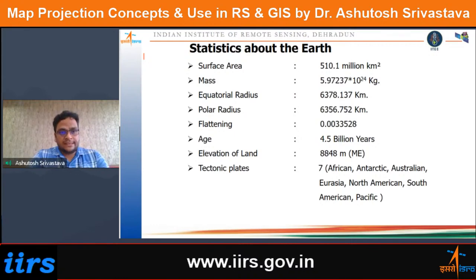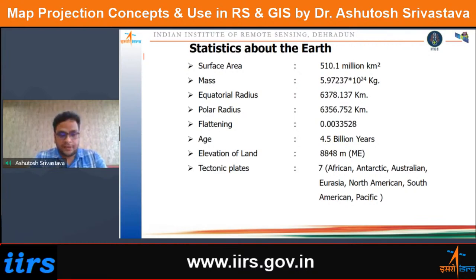So we know the basic stats about the Earth. Its surface area is roughly around 510.1 million square kilometers. Mass is around 5.97237 times 10 to the power 24 kg. Equatorial radius is 6378.137 kilometers, and its polar radius is 6356.752 kilometers. So this is our general concept.